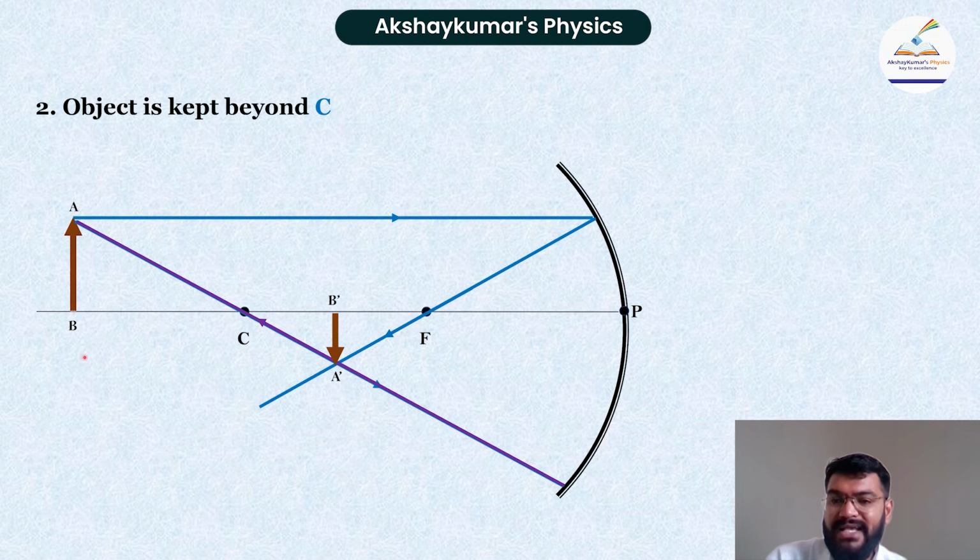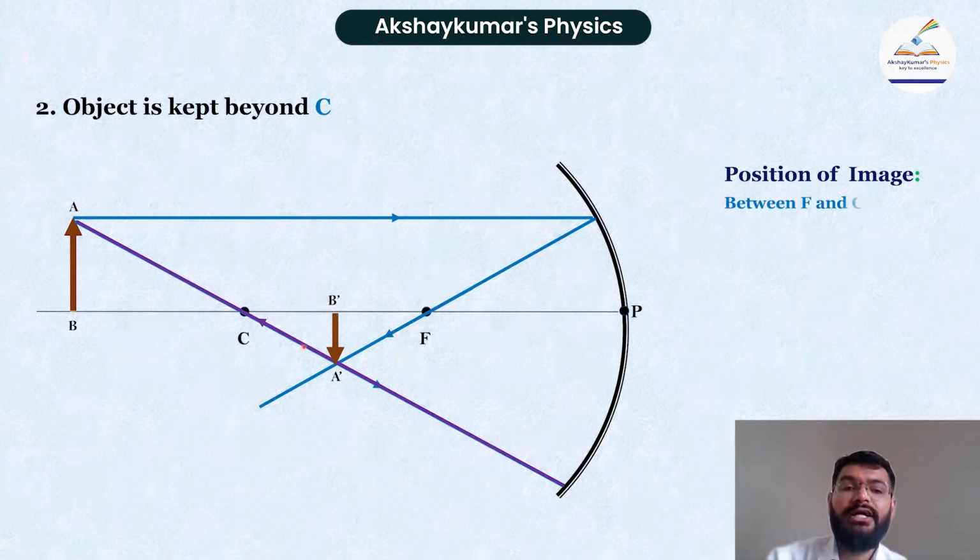अगर अपन ने साइज कंपेयर की तो AB जो ऑब्जेक्ट है उसकी साइज इमेज के साइज से बड़ी है. So we can say that the size of the image is diminished compared to the object. So when we are talking about nature of the image, we can say that the nature of image is going to be real, inverted, and diminished. What is the position of the image? That it is going to form between focus and center of curvature.